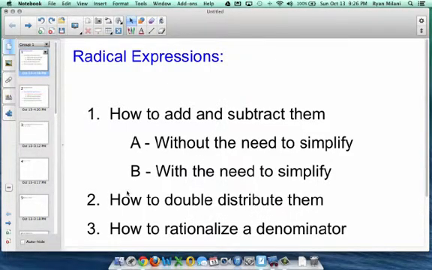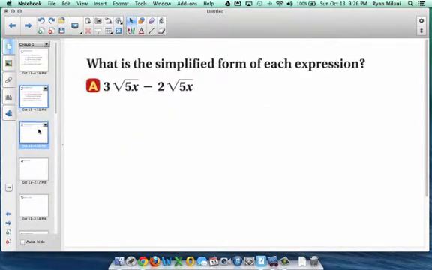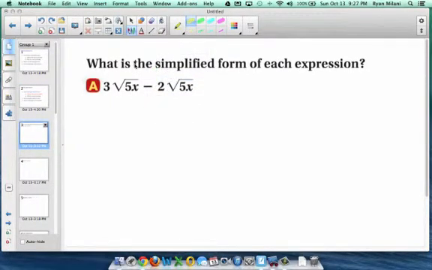Alright, so our next slide, the first thing we're going to talk about is how to add and subtract them without the need to simplify. So let's look at our first example. We have 3 times the square root of 5x minus 2 times the square root of 5x. When I'm doing a problem like this, I have to pay attention to a few things. The first thing I want to pay attention to is my index.